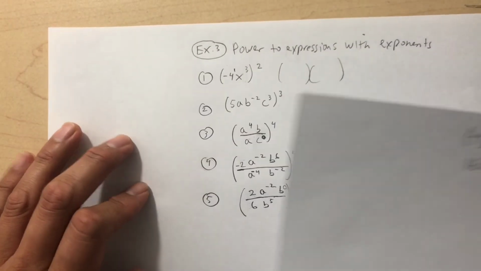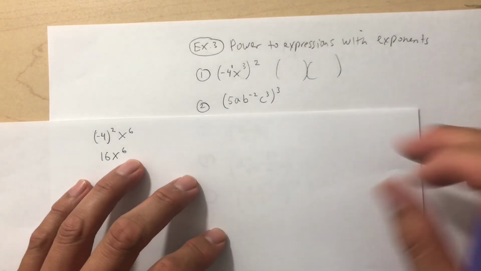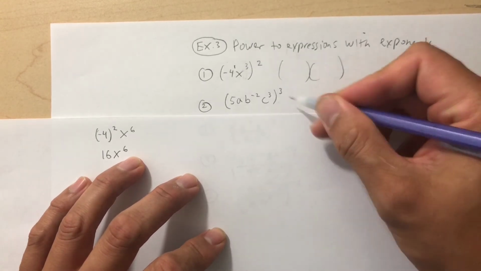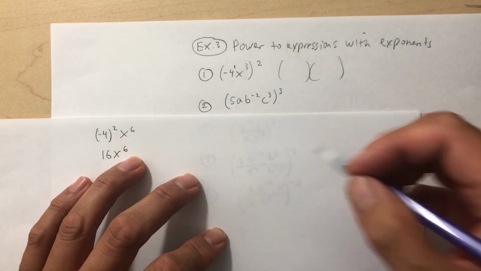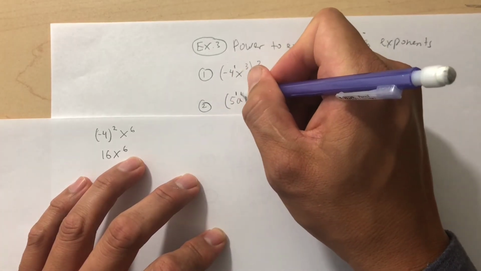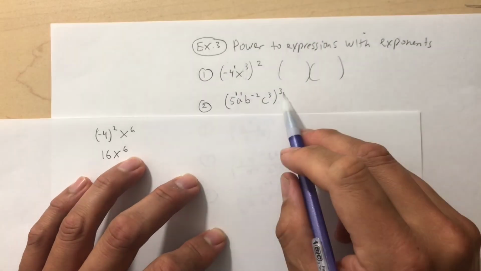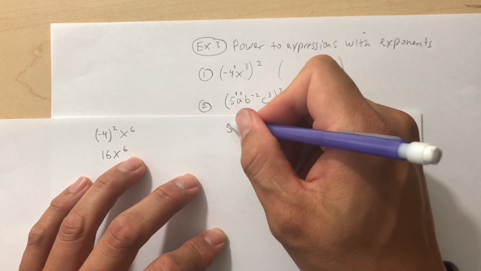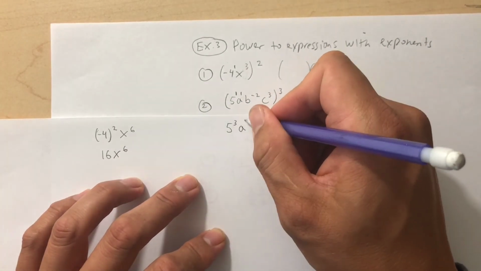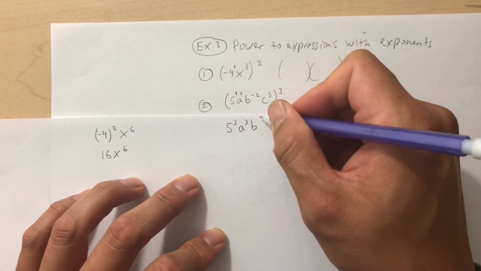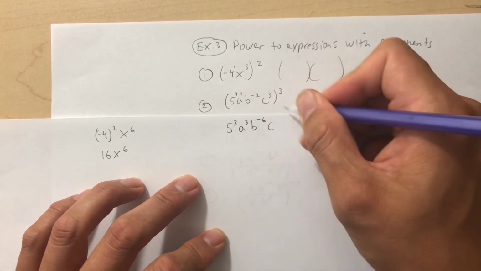All right? Move on to number 2. Again, you could write it 3 times if you wanted to, but you definitely don't need to. There's a faster way. Make sure they all have an exponent. So I'm gonna do 3, and then it'll be 5 to the 3rd. This one you don't need a parenthesis since there's no negative. A to the 3rd, b to the negative 6, and then c to the 9.